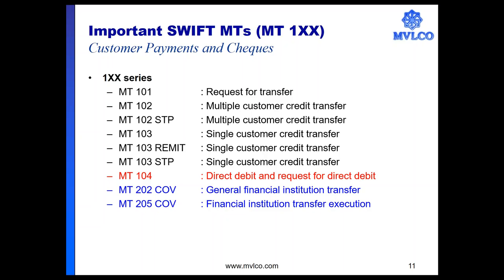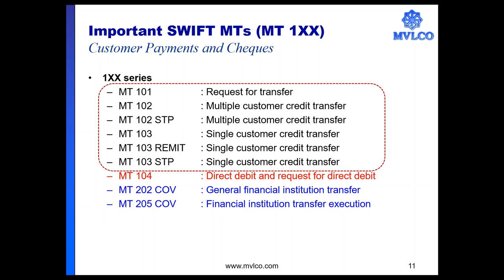Therefore, I'll also be discussing today what MT202 COV is, which is the general financial institution transfer, and also the MT205 COV. We'll discuss both the serial method of payment and the cover method of payment. In addition, in series 1 there are many other messages, but we are not taking them into account because those are all related to check payments. So what is our scope today? Our scope today is to understand 101, 102 and 103, and both the serial and the cover method.